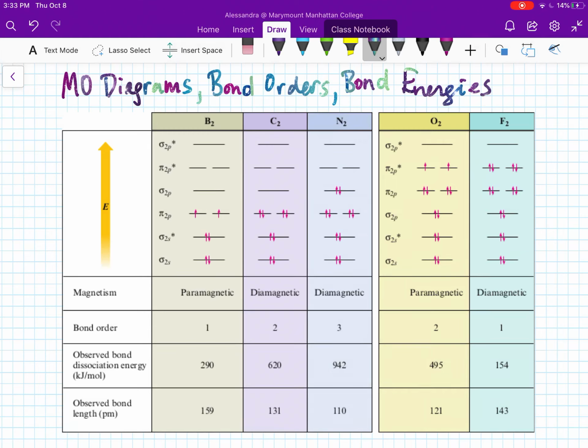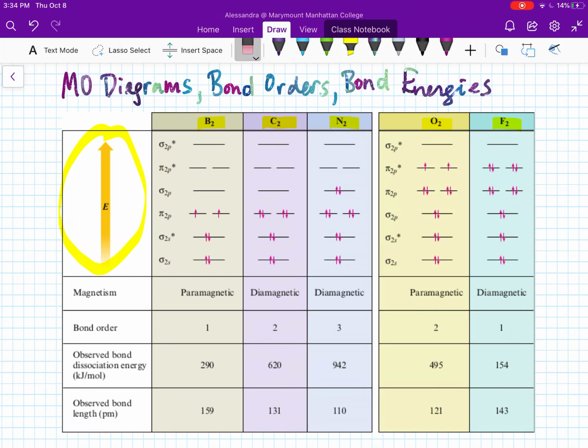So now let's discuss the molecular orbital diagrams, bond orders, bond energies, and bond lengths for several second-row homonuclear diatomic molecules, including boron, carbon, nitrogen, oxygen, and fluorine. These are the central parts of the orbital interaction diagrams. Energy is going up here, and we have the order that we expect of the molecular orbitals, starting from the lowest energy at the bottom and going up to the highest energy.